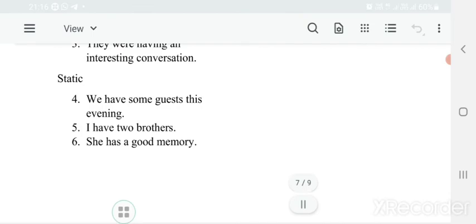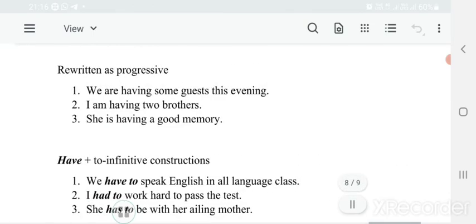We have some guests this evening. Now we will write it as we are having some guests this evening. आज हमारे पास कुछ गेस्ट आने वाले हैं. I am having two brothers. She is having a good memory. So in these sentences have is used in progression.